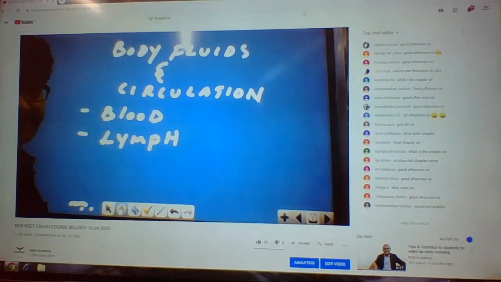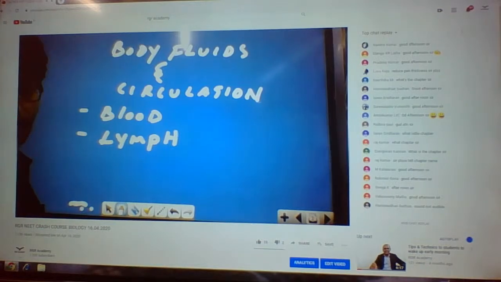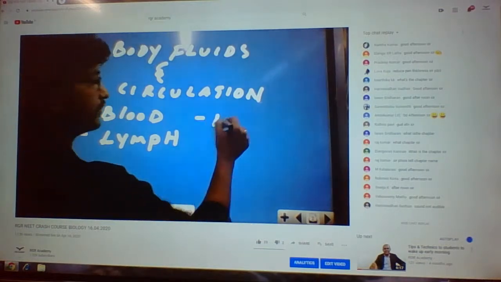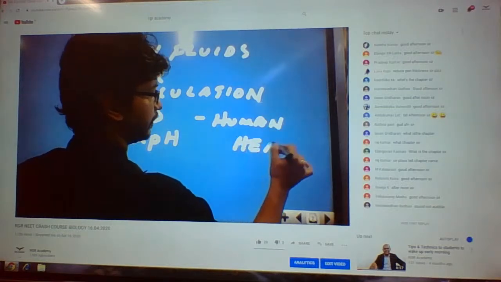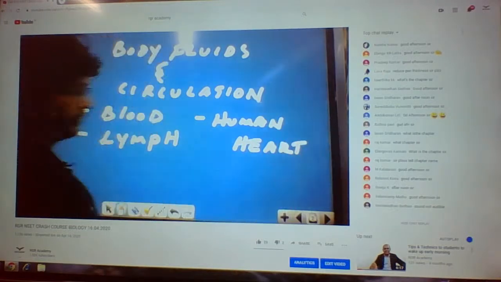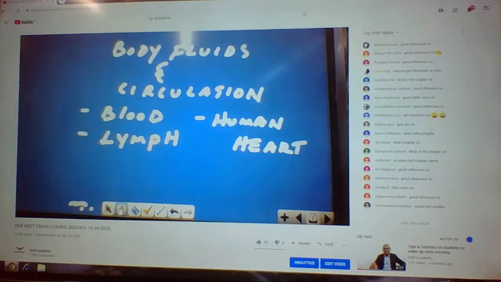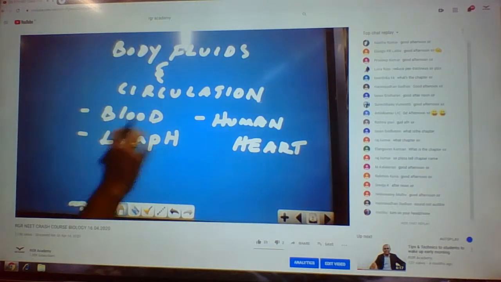Along with that, we're going to discuss the organ which is responsible for pumping the blood throughout the body. That is your human heart. So we're going to discuss the human heart as well. Right. So without any delay, we'll start with the blood, lymph, and everything.